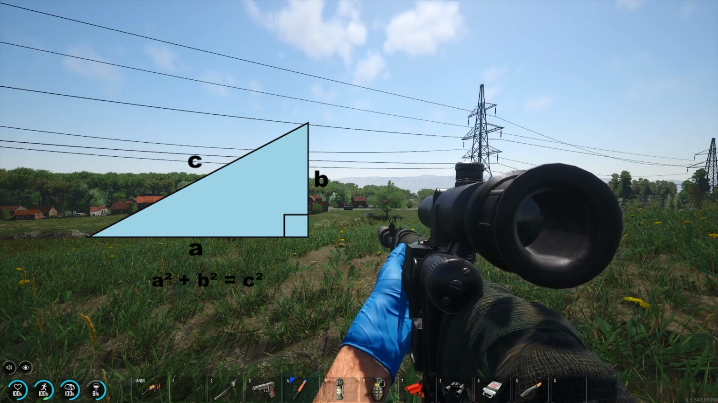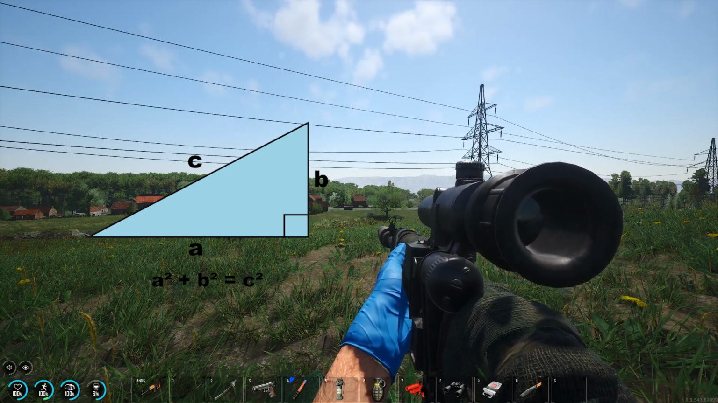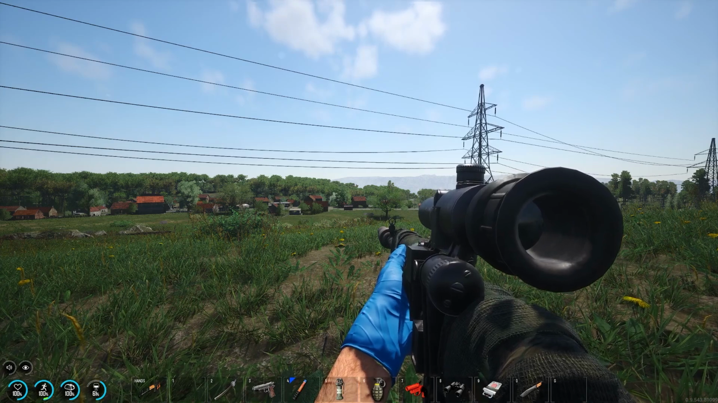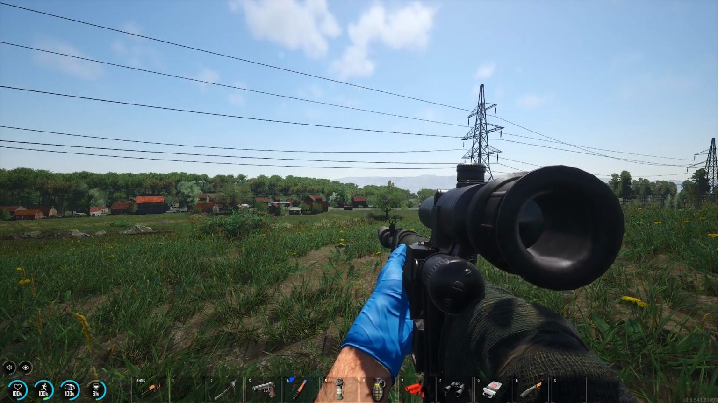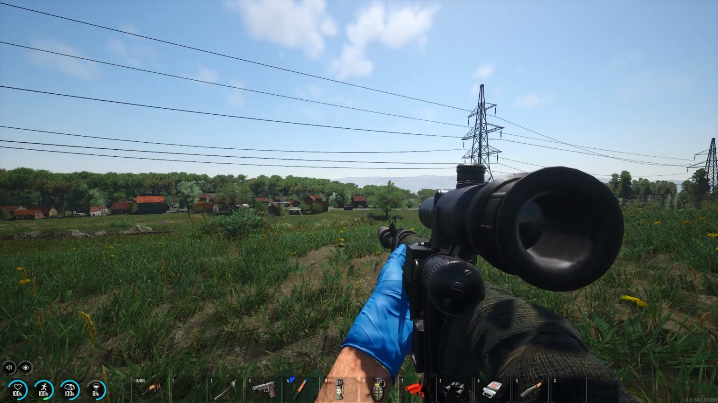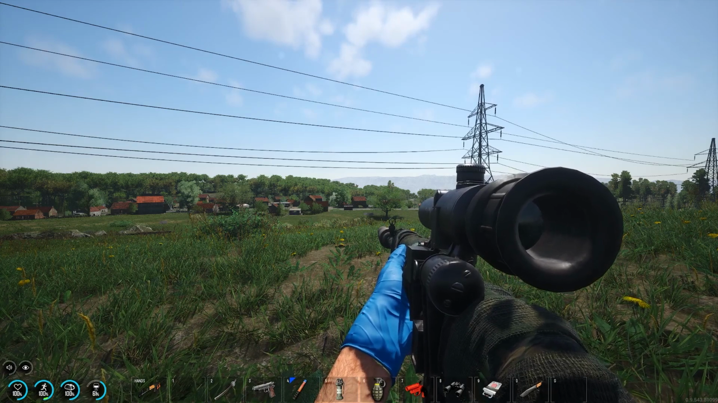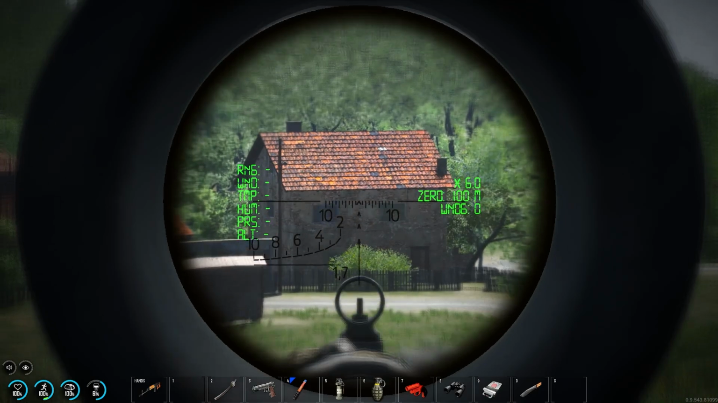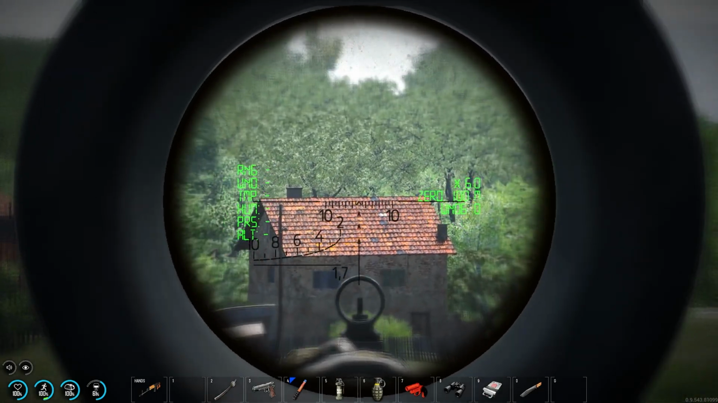We know the distance to the target, and we also know the b squared value. We can use that to work out the hypotenuse. A squared plus b squared equals c squared, and then we square root it, and that will give us an adjusted range. From there, though, we can use the height of this building, 8.5 meters.